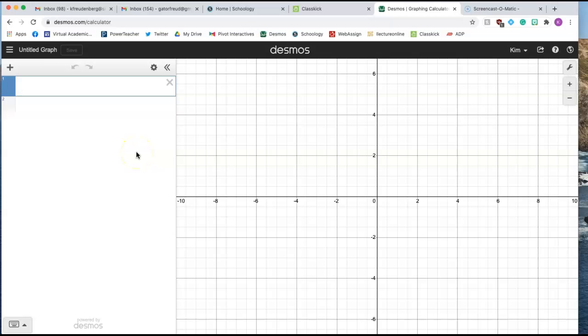Okay, so here is a reminder on how to make your Desmos graph in case you've forgotten. You're going to have your data tables, so you go up to the plus sign and go to table. Then put your numbers here. So I'm just going to do 1, 2, 3, 4, 5.